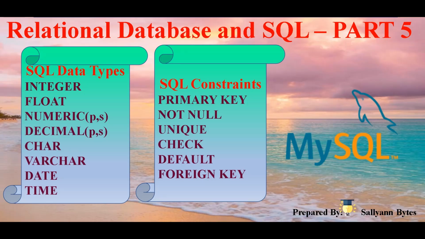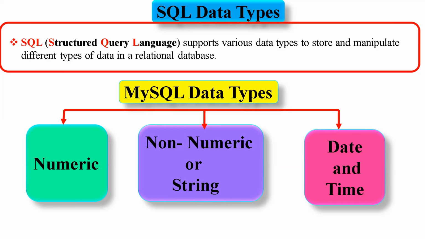SQL data types and constraints. SQL, Structured Query Language, supports various data types to store and manipulate different types of data in a relational database. In SQL, each column of the table is assigned a data type which conveys the kind of value that will be stored in the column. Within MySQL, data types are organized into several categories, including numeric, non-numeric, often referred to as string types, date, and time types. While MySQL offers a wide range of data types under each of these categories, we will concentrate on some commonly used data types in MySQL.